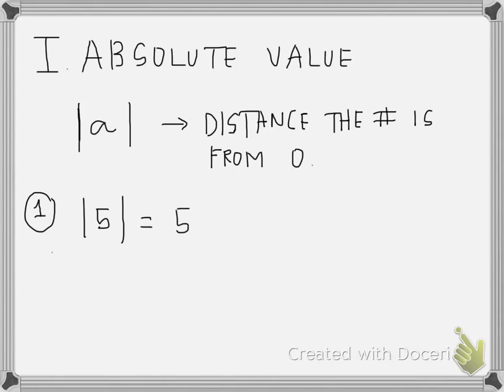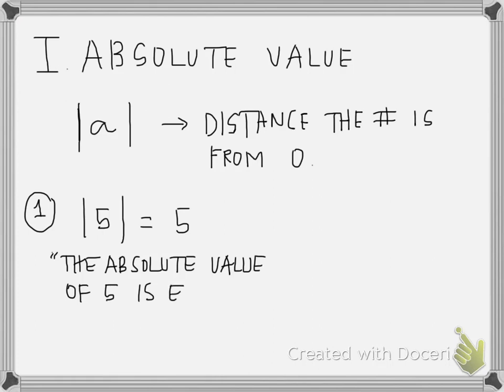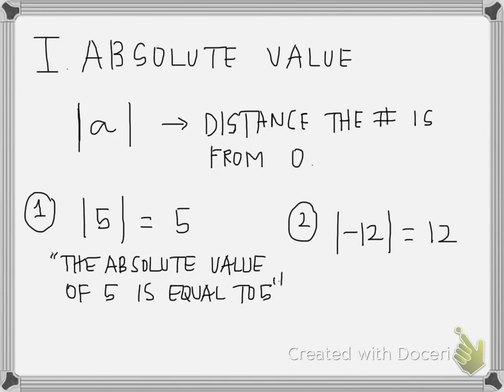Okay, so what that says is the absolute value of 5 is equal to 5. Okay, what about the absolute value of a negative 12? It's the distance the number is from 0, so it's going to be a positive 12.